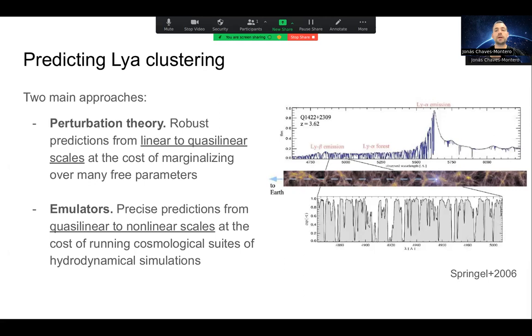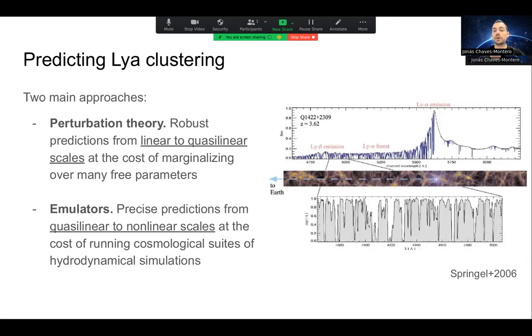In order to predict the Lyman-α forest clustering, there are two main approaches. The first one is based on cosmic perturbation theory. This makes very robust predictions from linear to quasi-linear scales, but at the cost of marginalizing over many free parameters. On the other hand, we have emulators that make precise predictions from quasi-linear to non-linear scales, but at the cost of running many cosmological hydrodynamical simulations.